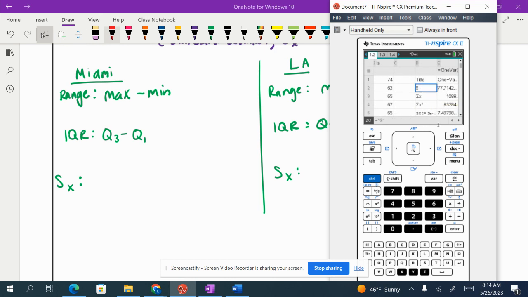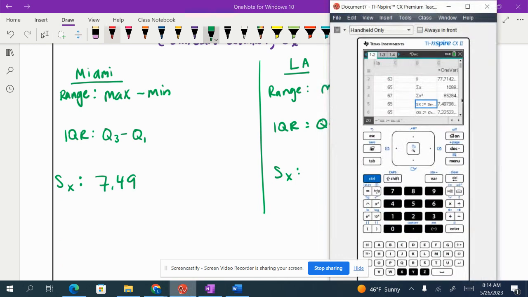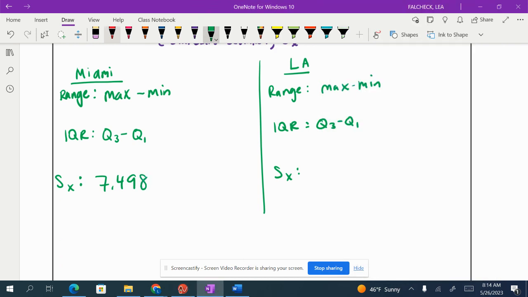So let's go ahead and look. Okay, that's the mean. We don't want that. That right here, that's the standard deviation. So 7.497. That would round up to 7.498. Okay, so that's our standard deviation for Miami.